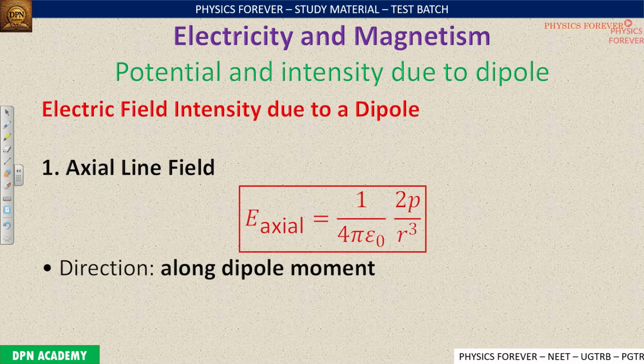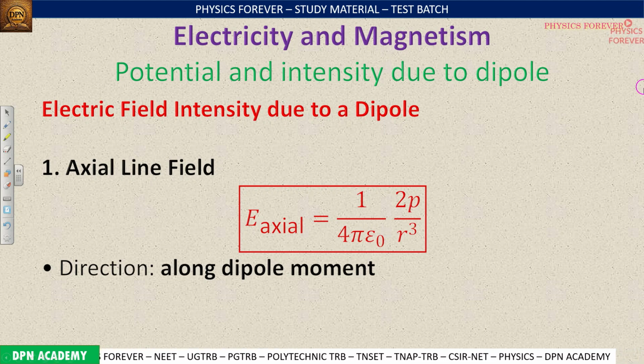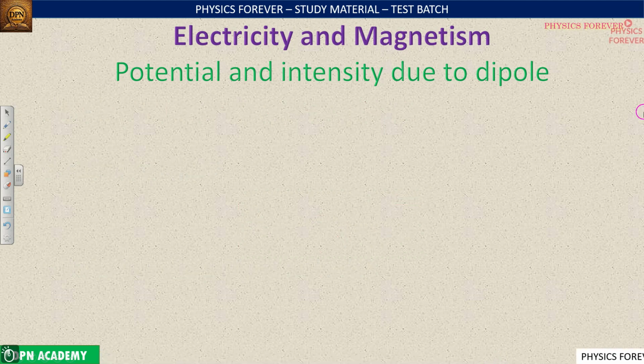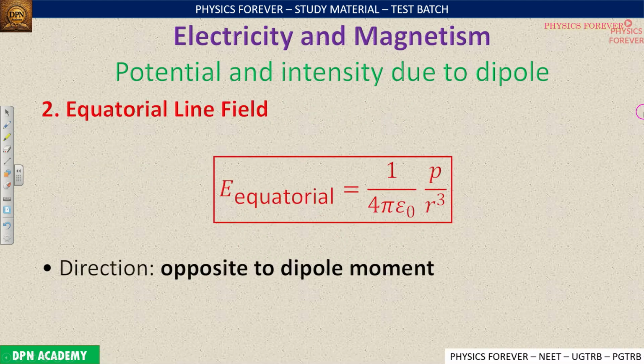Then the electric field intensity due to a dipole: the axial line field is 1 by 4 pi epsilon naught, 2p by r cube, and the direction is along the dipole. The equatorial line field is opposite to the dipole moment. Okay, most important.